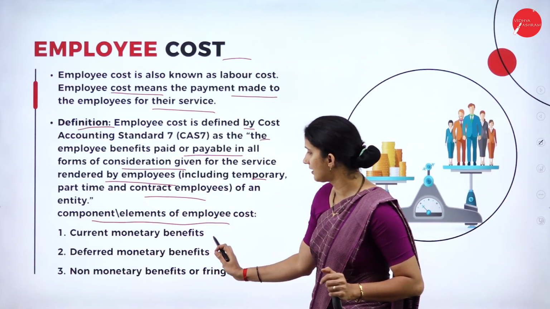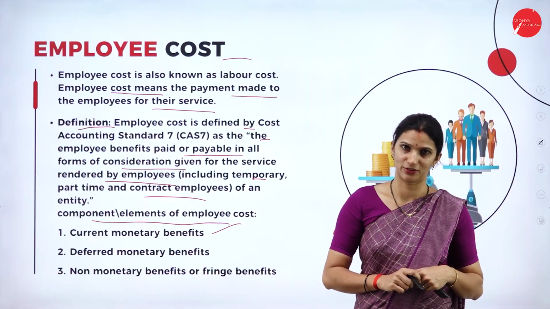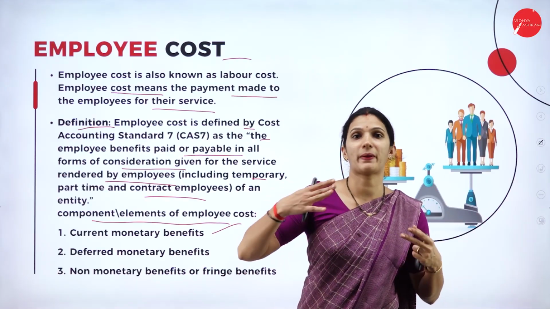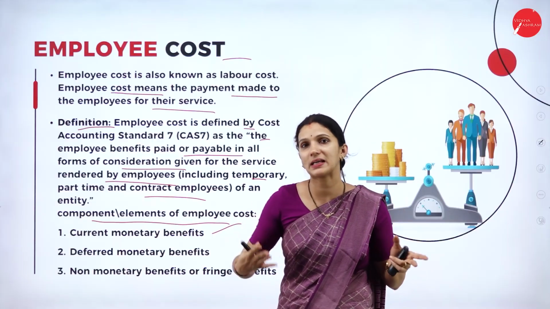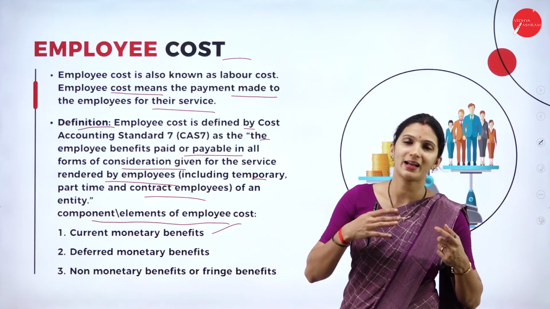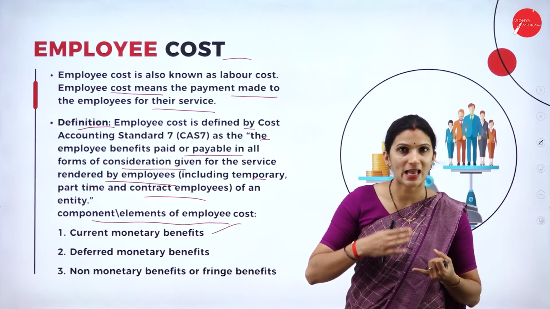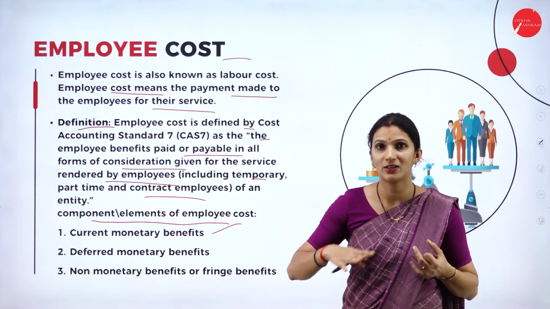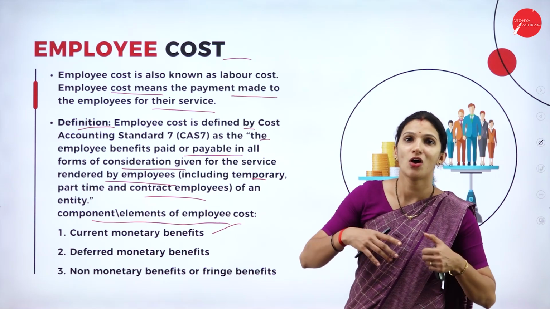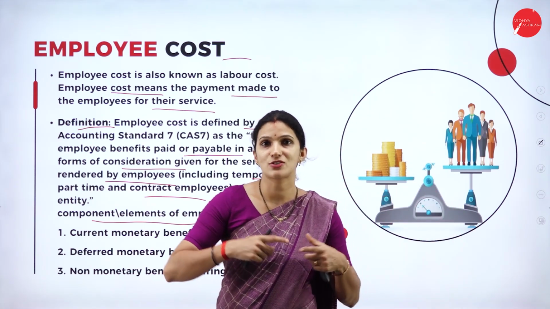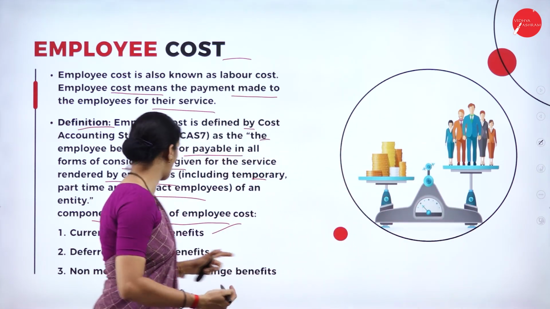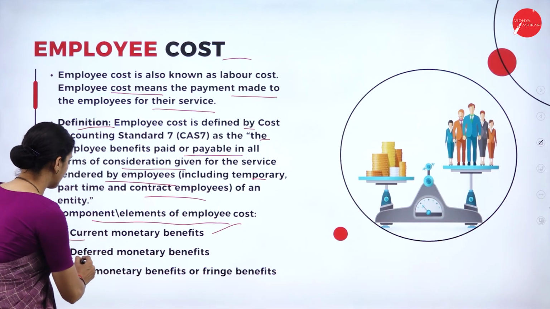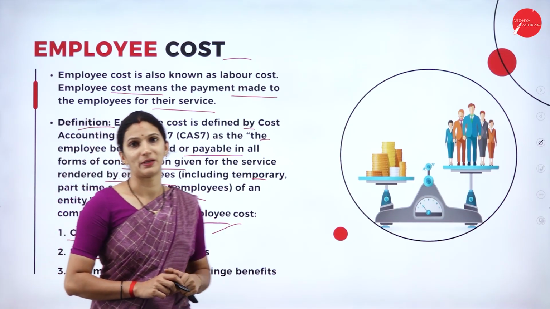So one, it is the current monetary benefit. It includes the monetary benefits that are paid or payable immediately to the employees. For example, salaries or wages, or DA, that is the dearness allowance, or the bonus or the incentives. That we call current monetary benefits. And then we have the deferred monetary benefits.